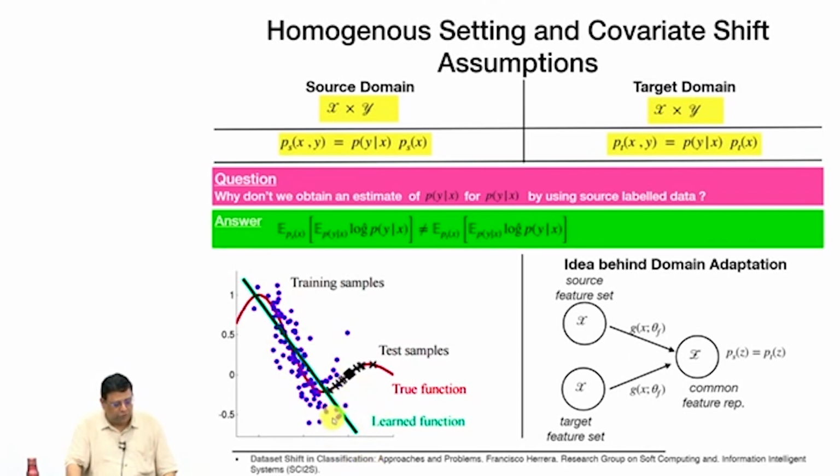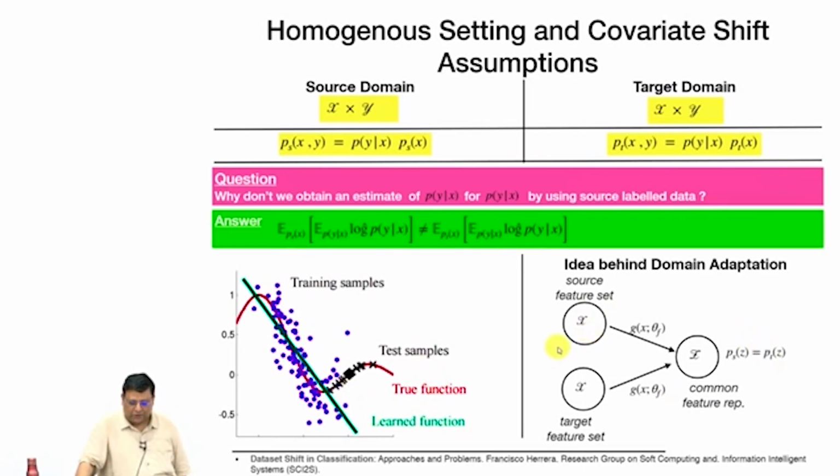Why? Because you did not sample this region at the time of building the model. The probability of this region in the source domain was very low, so this sample never showed up in your data. And therefore, if you just blindly use this model for this target domain, you will be failing miserably. Okay? So this is called the covariate shift assumption and the domain adaptation problem.